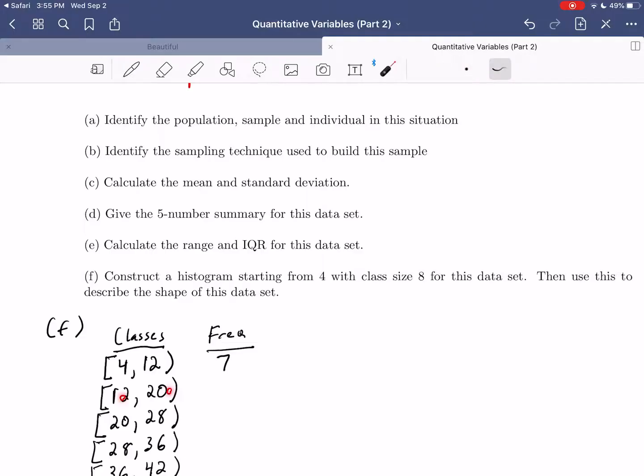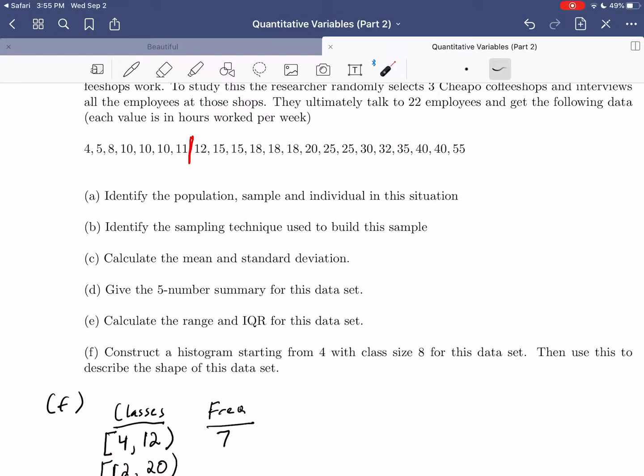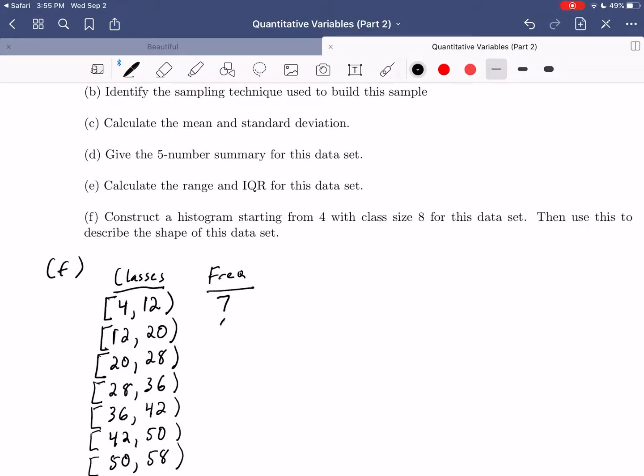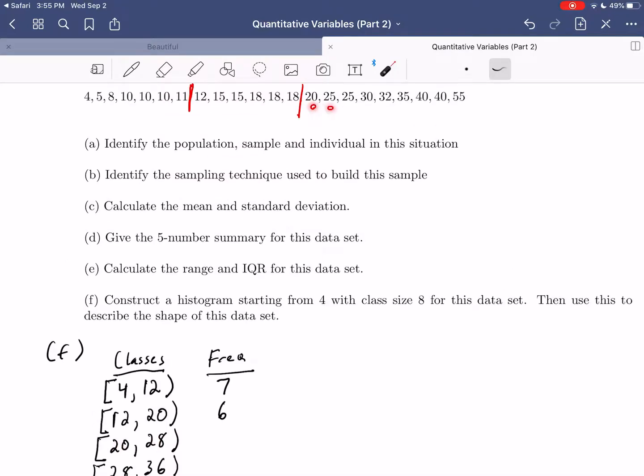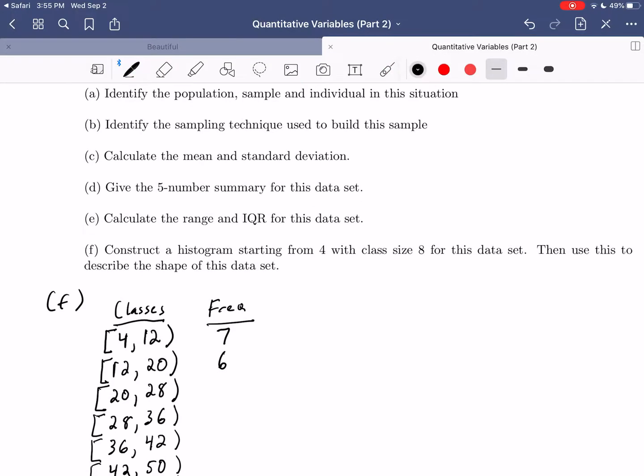For 12 to 20, we should include 12 and go all the way up to, but not include 20. So that would be the 12, 15, 15, 18, 18, 18, but not the 20. So we would go up until right there. How many people is that, or how many individuals? It's 1, 2, 3, 4, 5, 6. So we have 6 as a frequency there. For 20 to 28, we do the same thing. That would be this, this, this, but since it ends at 28, we would not include the 30. So there we go. That means that's going to have a frequency of 3.